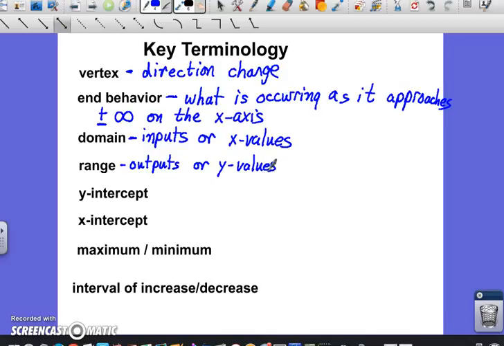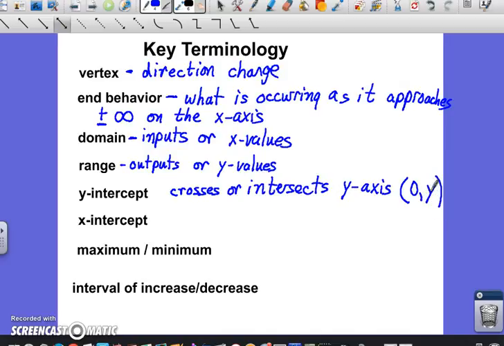Now, the y-intercept. This is where the graph crosses or intersects the y-axis. It's where it crosses, where it intersects the y-axis. That coordinate, that point is called the y-intercept. Now, the cool thing about every y-intercept, because we're crossing the y-axis there, is that the x value will always be 0. So this coordinate will always look like 0 and then whatever that y-intercept is. So there, the x value will always be 0 at the y-intercept.